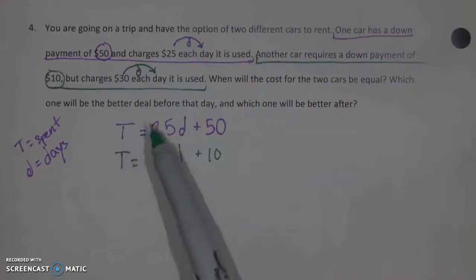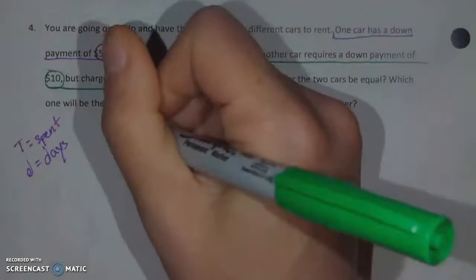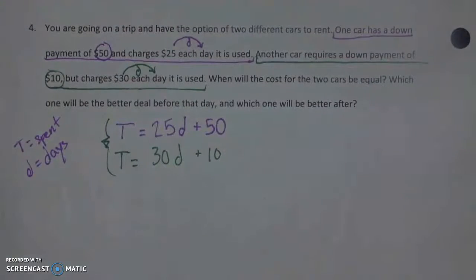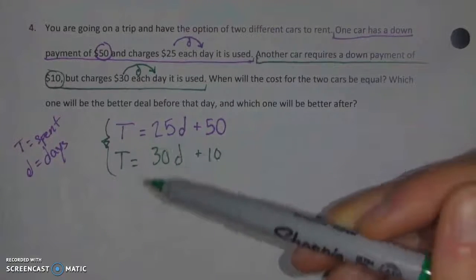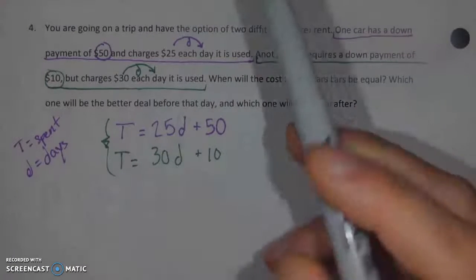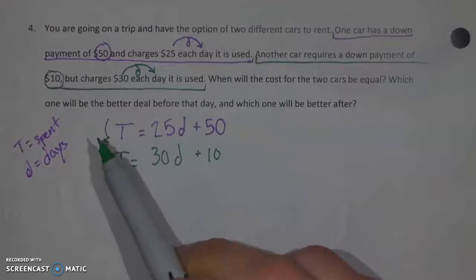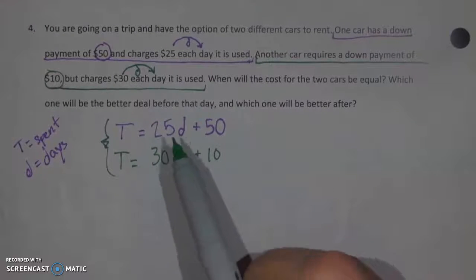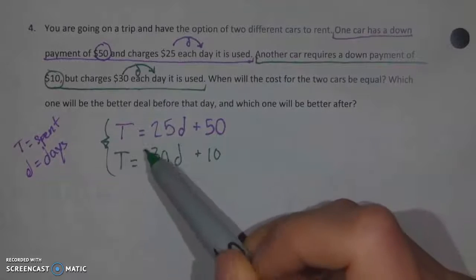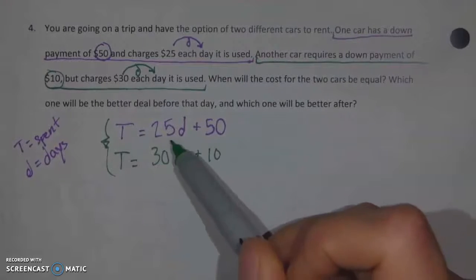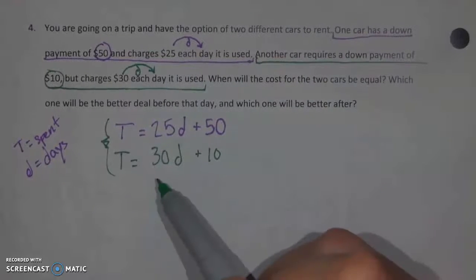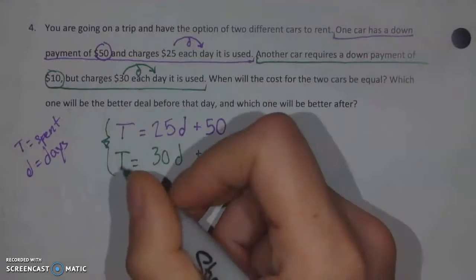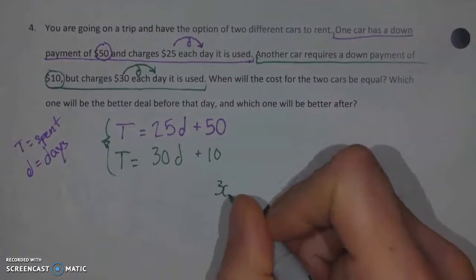So now I have these 2 options, and I want to know, when will it not matter which one I choose? Well, if I think about that, that's just saying when will they end up costing the exact same amount. So really what I'm saying is t would have to be equal, and so would d. And I can figure out that by just saying, well, if I know that t is equal to 25d plus 50, can't I just set that equal to 30d plus 10? Because those amounts are the same. So I'm going to write that out, and I can solve it from there.